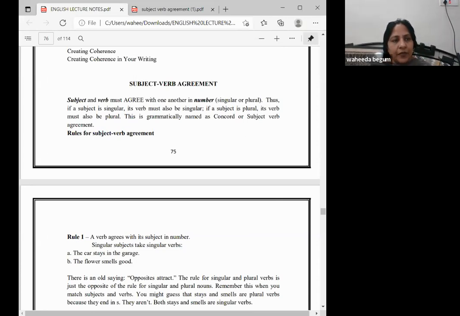In any sentence there is a subject and also a verb, in a meaningful sentence. They have to agree with each other whenever you are conversing with anybody, or when you are writing something. The rule of subject verb agreement is that subject and verb must agree with one another in number. That is, if you have a singular subject, the verb also should be singular. If it is a plural subject, then the verb also should be plural.